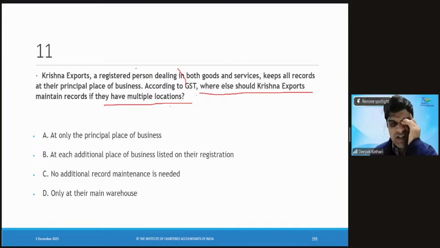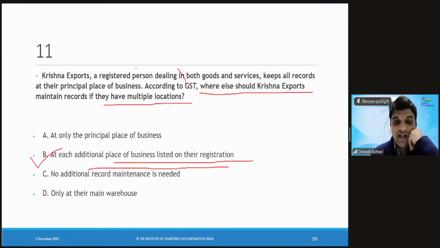When multiple locations are there, where should they maintain the records? Yes, they should mention at each additional place of business as listed in the registration. It is not that in registration you mention 10 places, but you will mention only at the principal place of business. No, any additional place which you are adding in your GST registration, there also you have to mention the books of accounts.